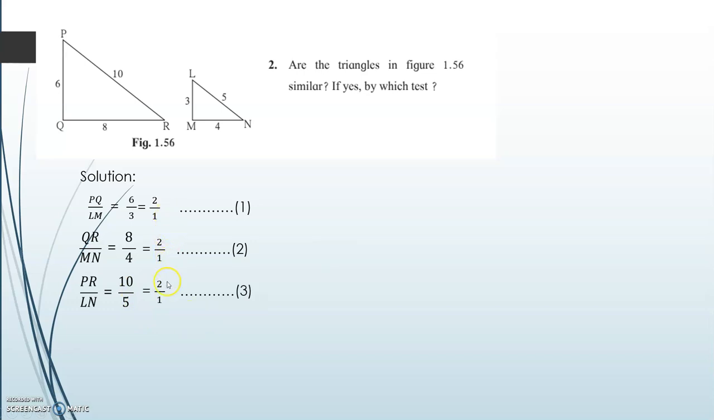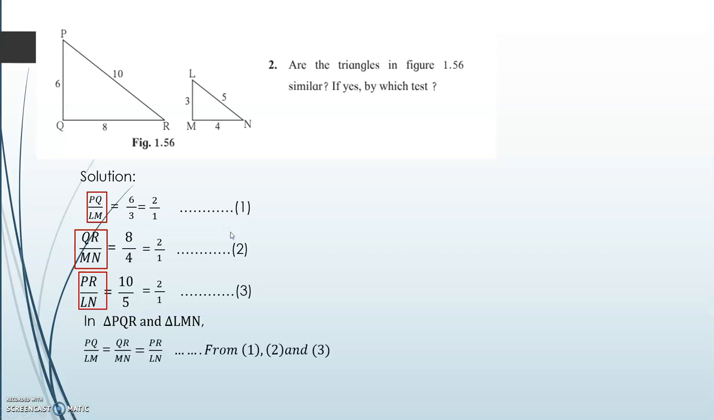Now here you can see all three ratios are equal to 2 upon 1, which means all three sides are proportional. So we will write, in triangle PQR and triangle LMN, PQ upon LM is equal to QR upon MN is equal to PR upon LN. So what can we say when the three sides are proportional? Yes, the two triangles, that is triangle PQR is similar to triangle LMN by SSS test of similarity.